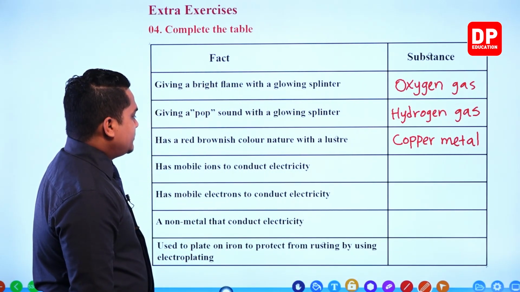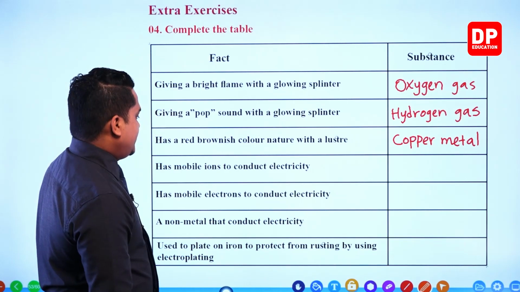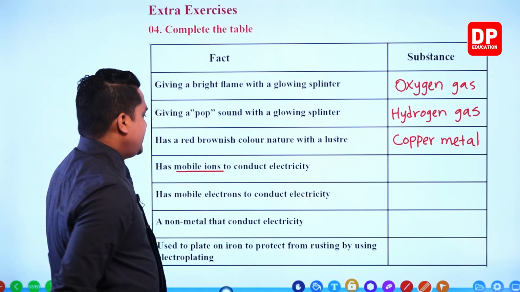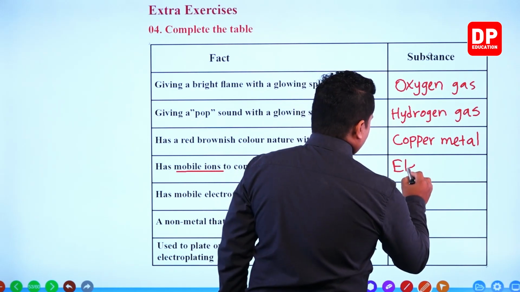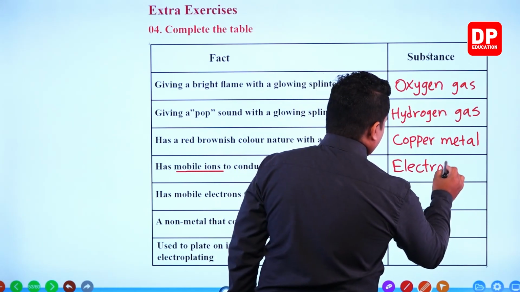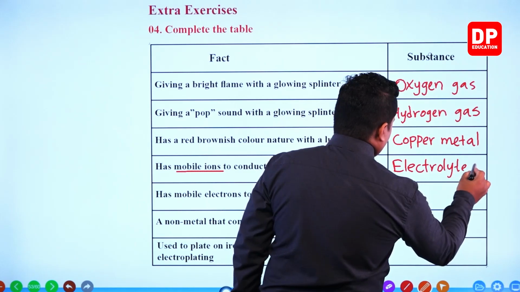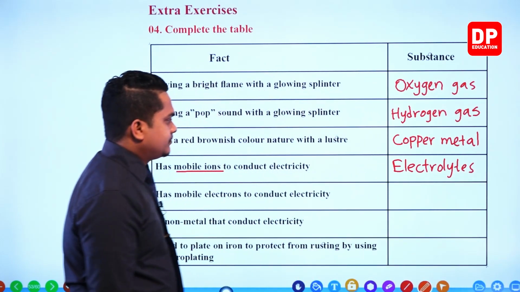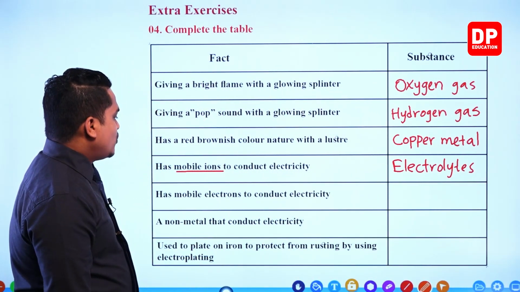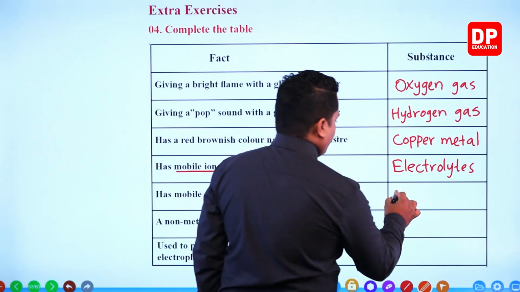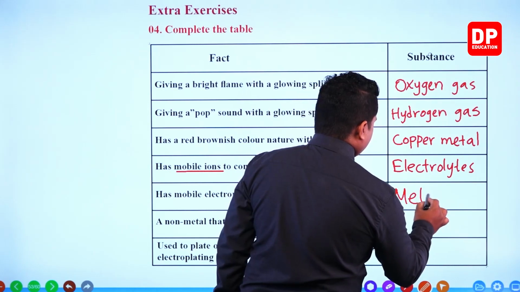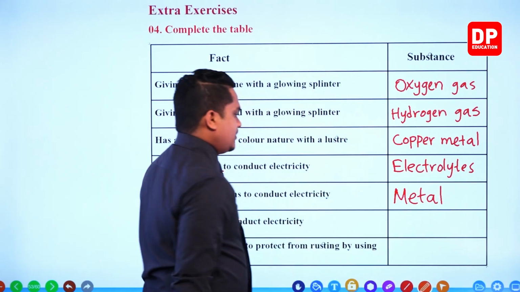Has mobile ions to conduct electricity. Mobile ions, that means it is an electrolyte. Electrolytes. Next one. Has mobile electrons to conduct electricity. Definitely this one should be a metal. Right? Metal.